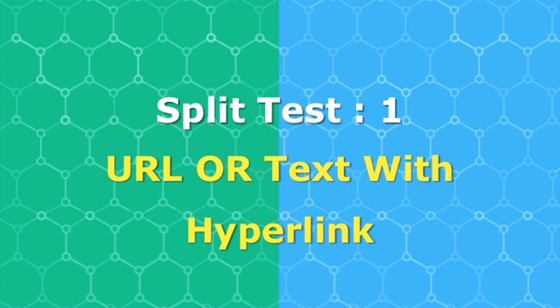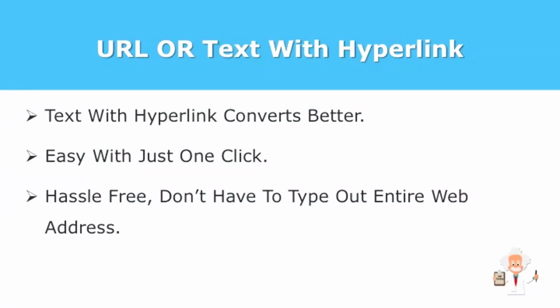First up, when redirecting your prospects to your promo pages or other sites, do you simply put in a website URL or turn a line of text into a hyperlink? Results show, as mentioned before, that hyperlinks convert better than web addresses. The reason is your prospects can be redirected to the website with just a click rather than having to type out the entire web address just to go to the website.